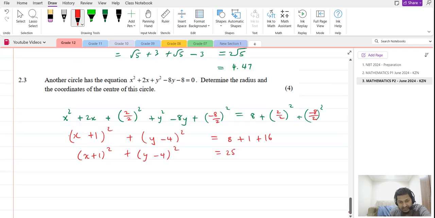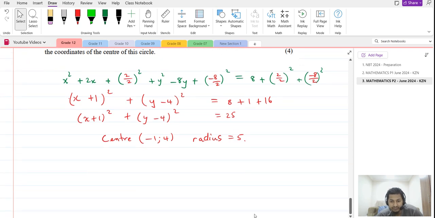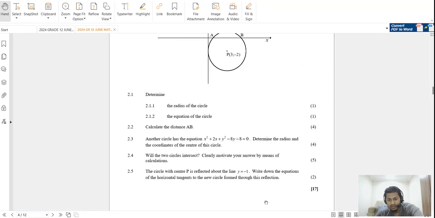So what's the center? The center is minus 1 and 4, and the radius is equal to the square root of 25, which is 5. I hope you guys understood that. So that was basically completing the square. Next question.